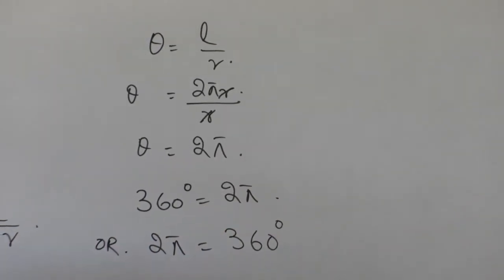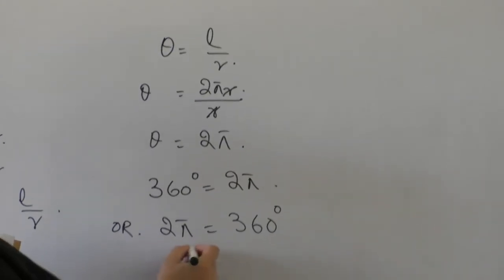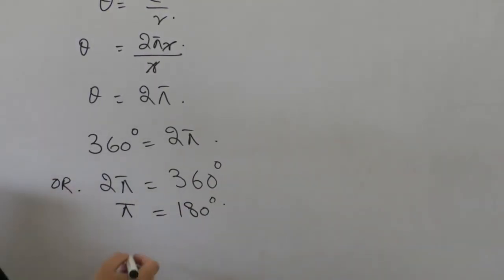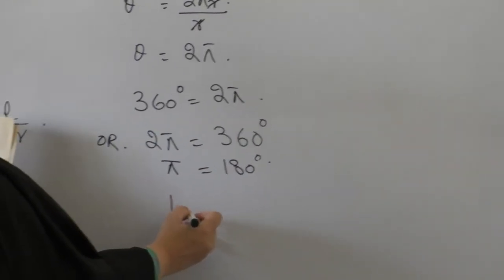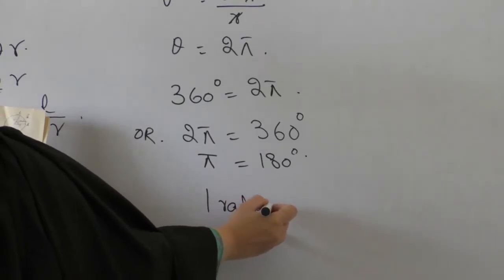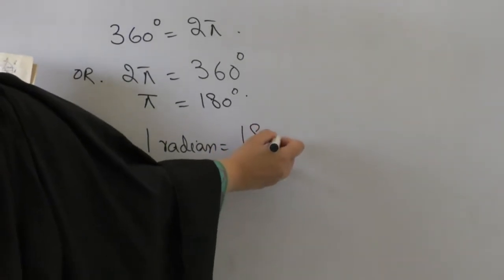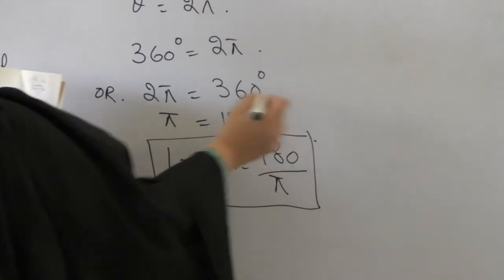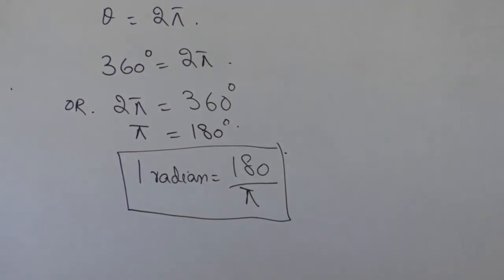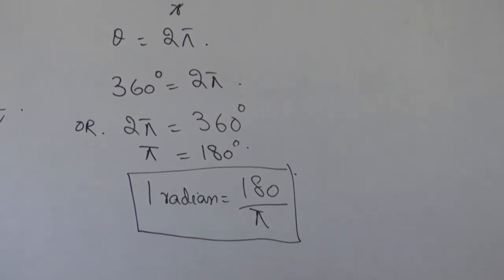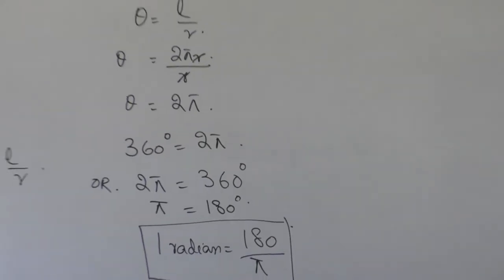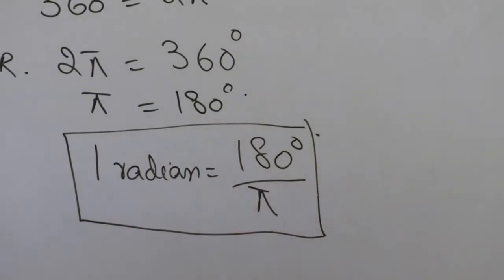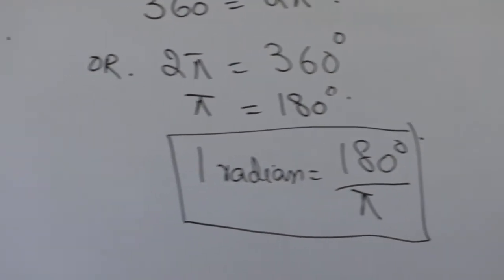Now, what about pi? Pi is equal to 180 degree, and 1 radian is equal to 180 divided by pi. Do remember this. Whenever we need to convert a question from radian to degree, we will use this formula. Instead of 1 radian, we will use 180 degree divided by pi.